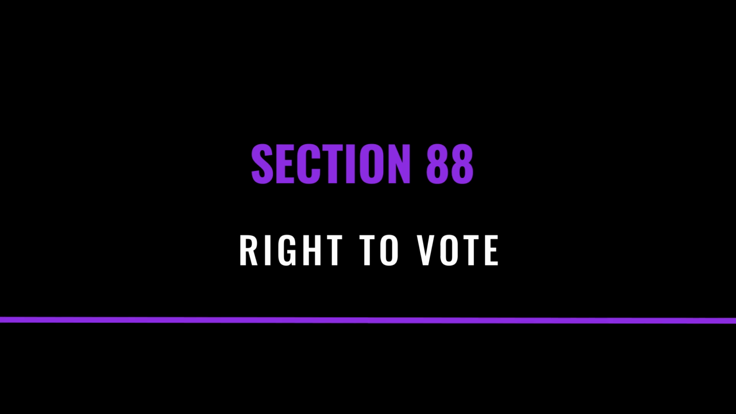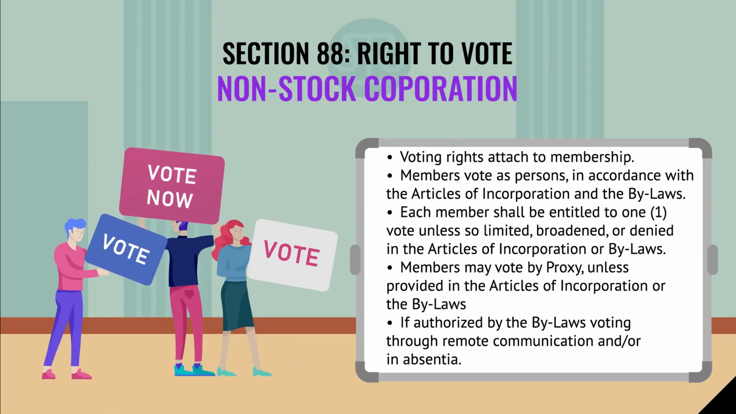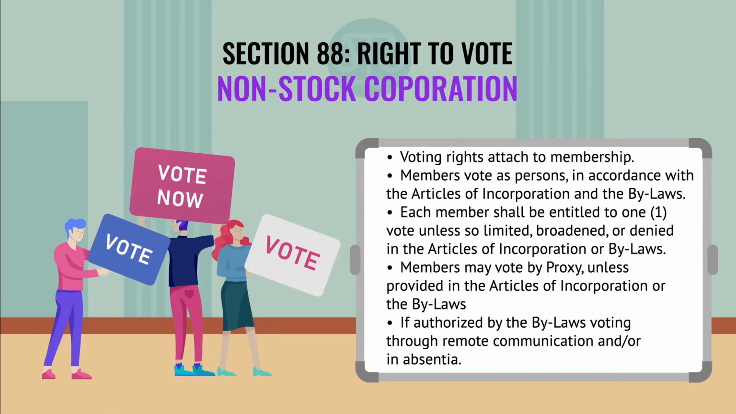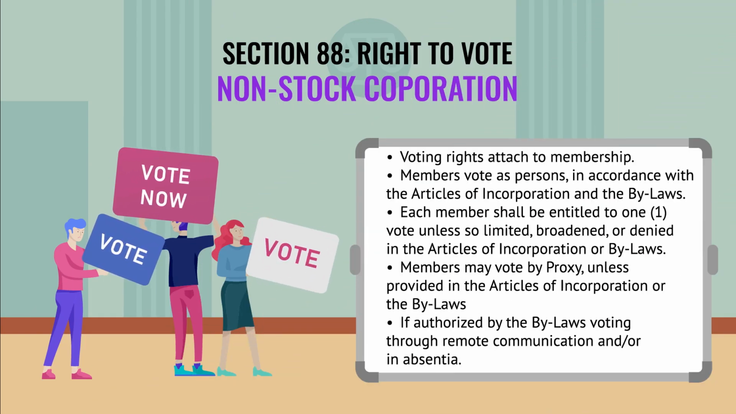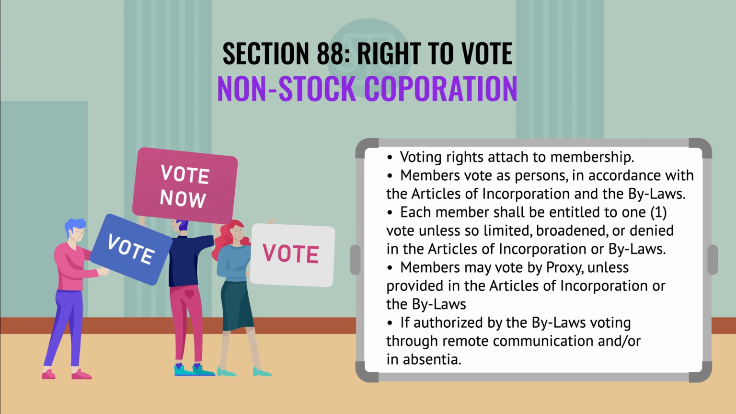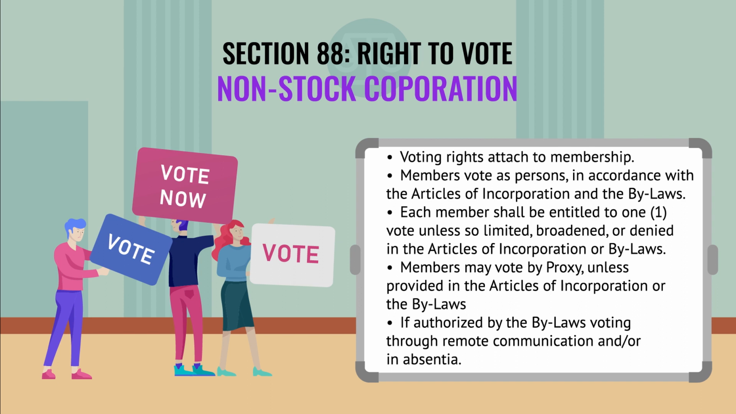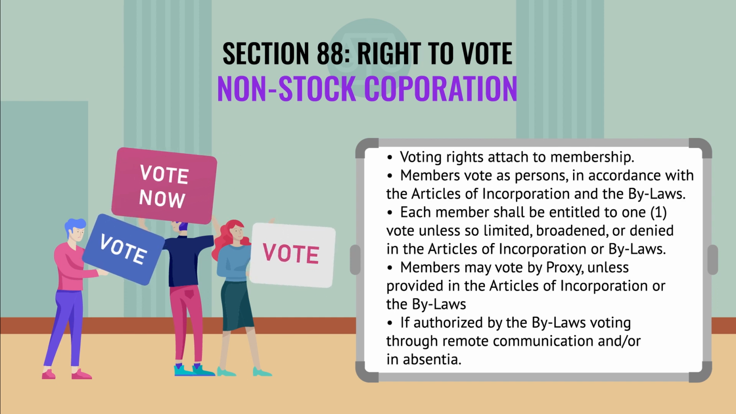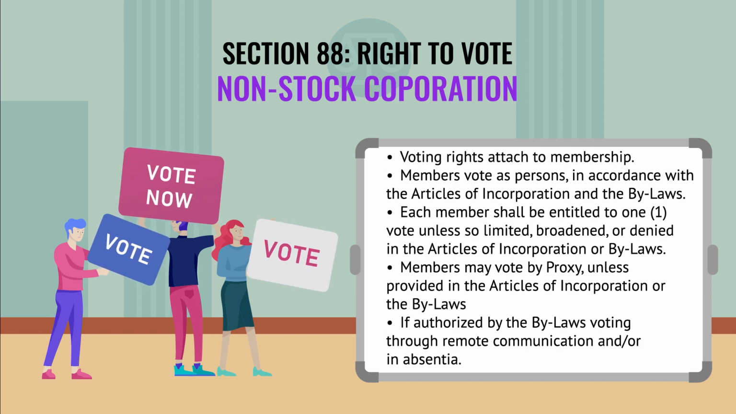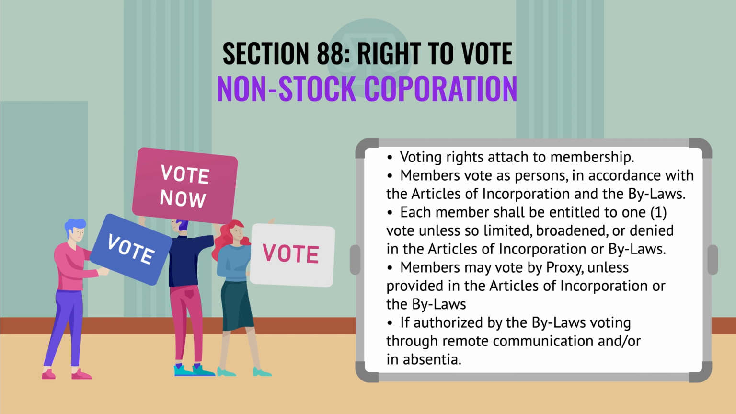Section 88. Right to vote in non-stock corporation. Voting rights attached to membership. Members vote as persons, in accordance with the Articles of Incorporation and the bylaws. Each member shall be entitled to one vote unless so limited, broadened, or denied in the Articles of Incorporation or bylaws. Members may vote by proxy, unless provided otherwise in the Articles of Incorporation or the bylaws, and if authorized by the bylaws, voting through remote communication and/or in absentia.